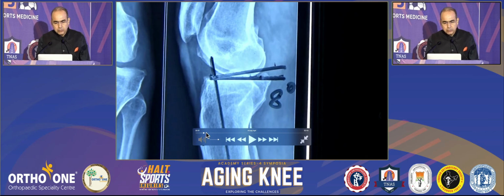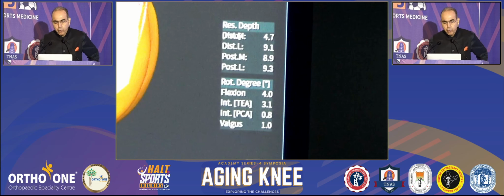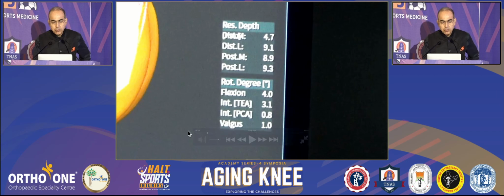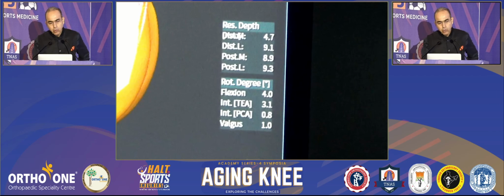Our aim and objective is to do a kinematically aligned knee with the help of the QVIS robotic system, and I'll show you how it's advantageous, because you can actually calculate the distal lateral and distal medial cut and the posterior medial and posterior lateral cut. As you can see, distal lateral is 9.1, distal medial 4.7 at a valgus of 1, posterior lateral 9.3, posterior medial 8.3. So we are giving equal cuts after accounting for bone loss.